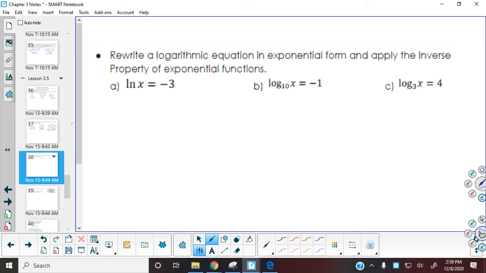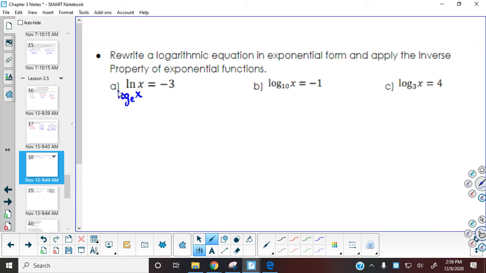Now here's the thing. It's basically the same idea as what we just did, except instead of starting in exponential and going to logarithmic, you are starting in logarithmic and you're moving to exponential. So don't forget, natural log, this is the equivalent of log base e of x. So basically, your inverse is e to the x.